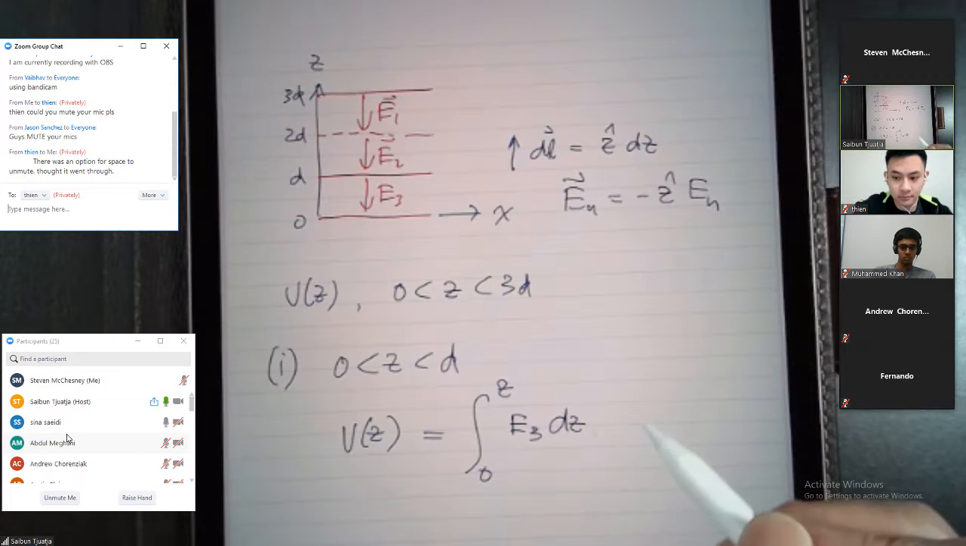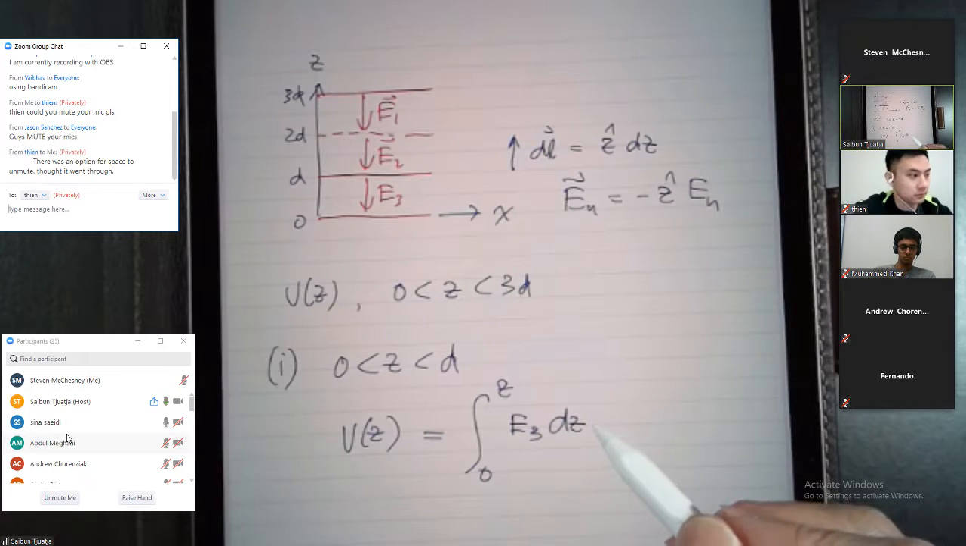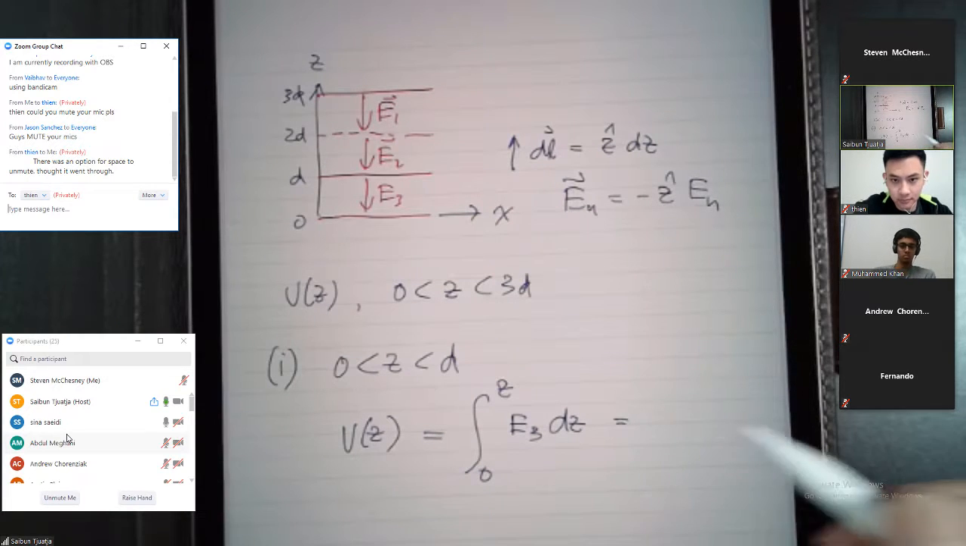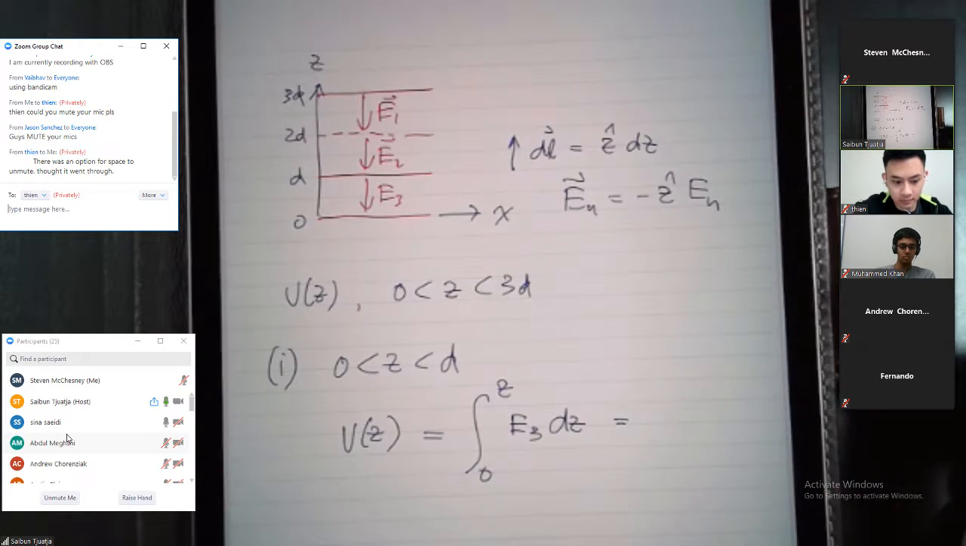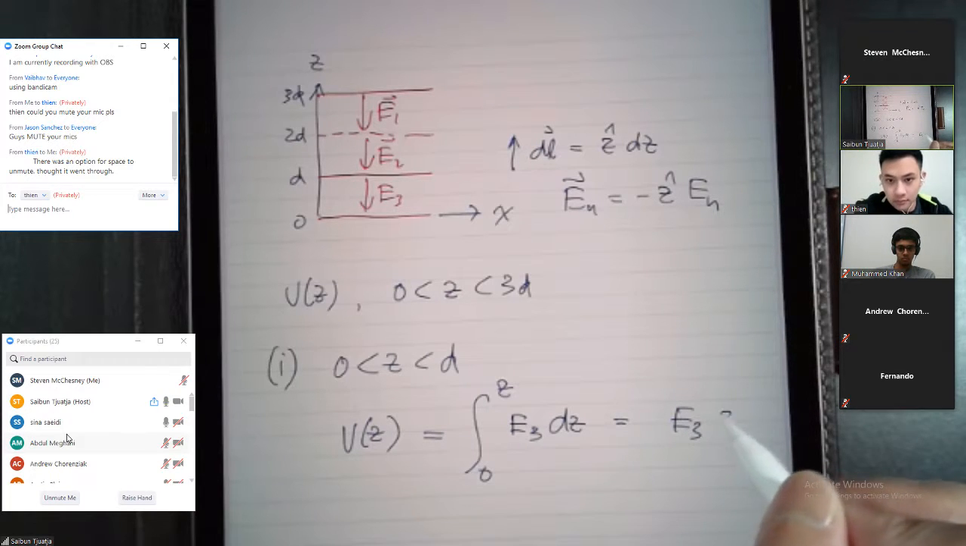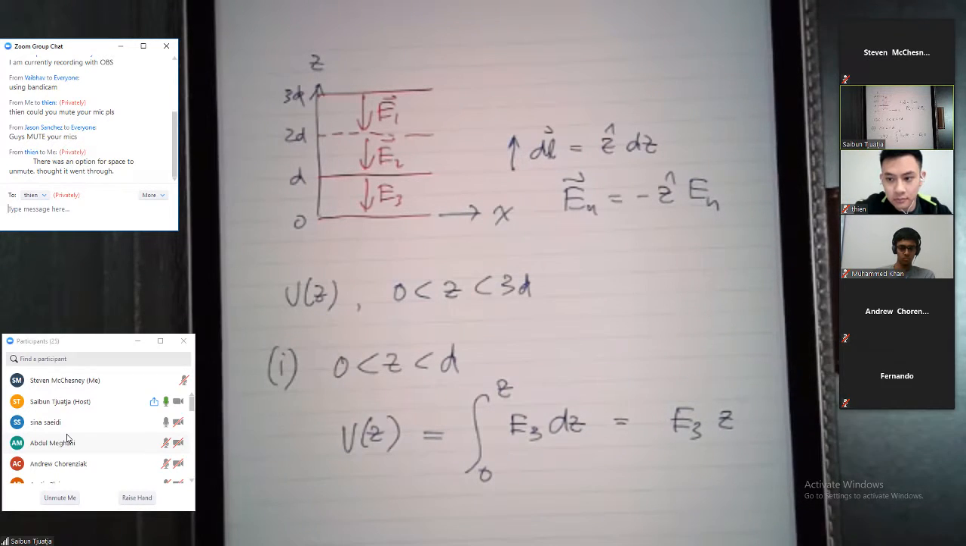We know what E3 is, right? Well, E3 is not a function of space, it's constant. Therefore, it's nothing but E3 times z. Any questions in this region? Right? So that's straightforward.